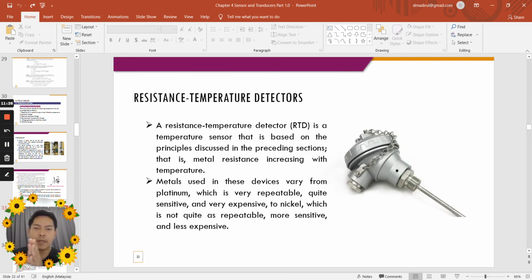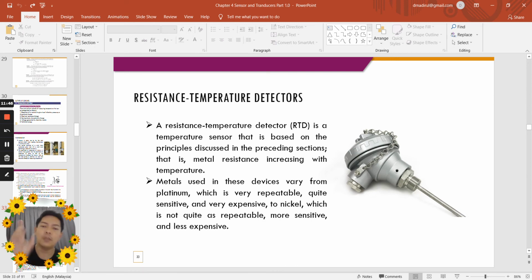So there is another type of temperature detector which is known as the resistance temperature detector, or RTD. RTD is a temperature sensor that is based on the principle discussed in the preceding section, that is, metal resistance increasing with temperature. So when the temperature increases, the metal resistance also increases proportionally to the temperature.